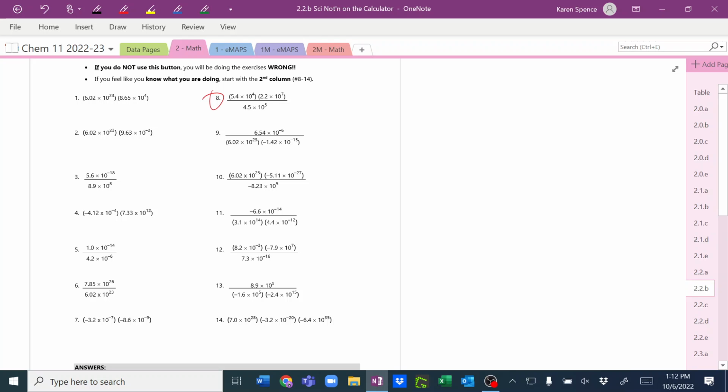You can try numbers 1 through 7 if you're just getting started, but if you feel confident, you can just do 8 through 14.